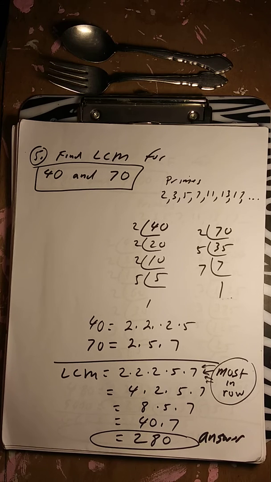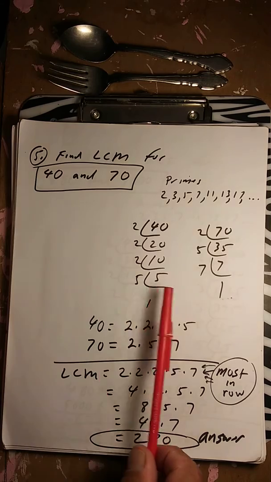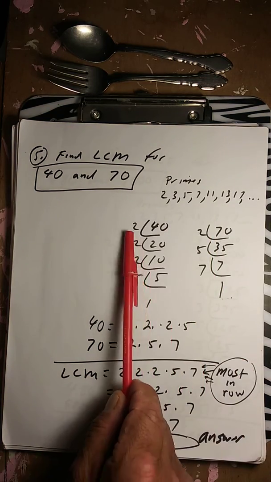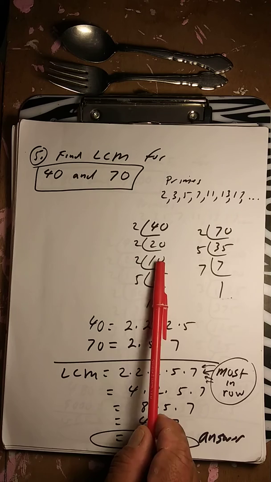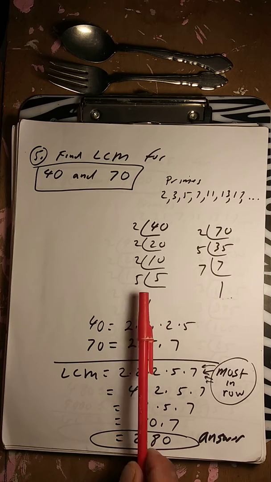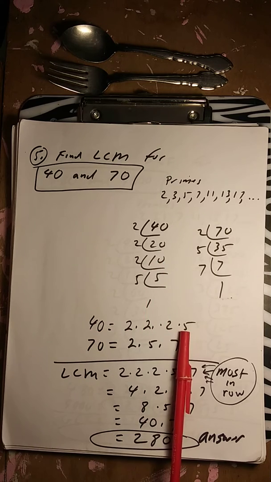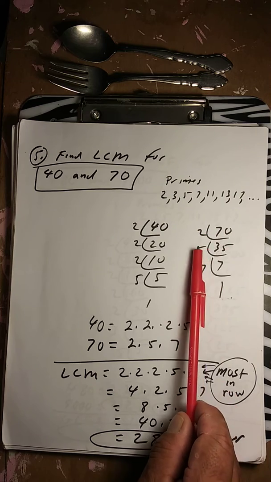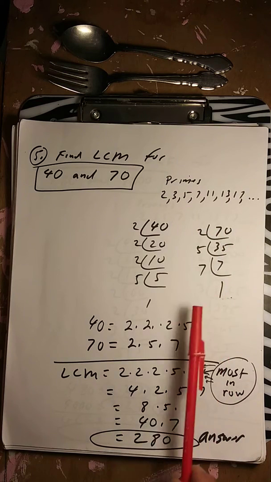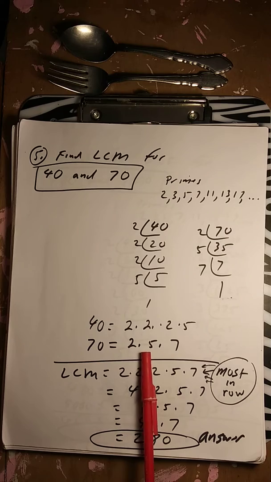Alright, this one. Find the LCM, lowest common multiple again, 40 and 70. Prime numbers, there they are. 2 divides this, 2 divides this, 2 divides that, 5 divides that. So 40 is 2, 2, 2, and a 5. 2 divides this, 35. 5 divides that. 7 divides that. So we have 70 is 2 times 5 times 7.